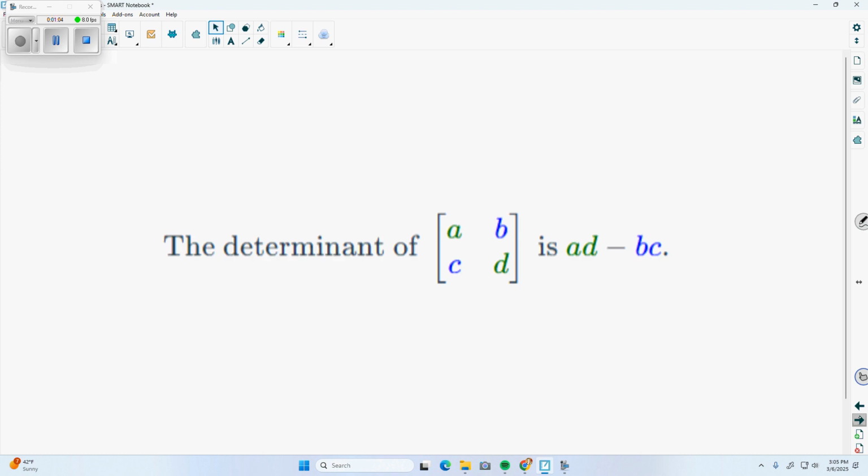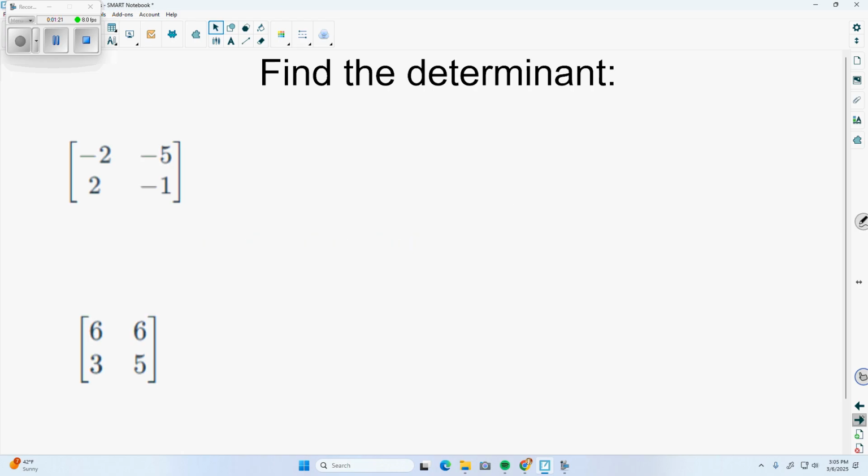Okay, so for the determinant, if I have a 2 by 2 matrix, notice we multiply across this diagonal, and we subtract what we get when we multiply across this diagonal. That gives us the determinant of a 2 by 2. We'll talk about a 3 by 3 shortly. Okay, so we want to find the determinant here. Just a couple of examples. We've got a 2 by 2 matrix. We're going to multiply across this diagonal.